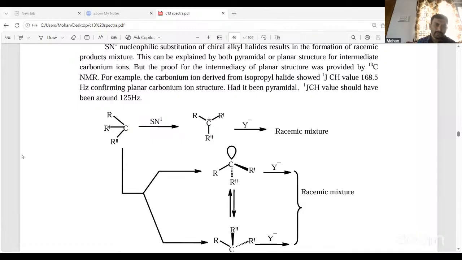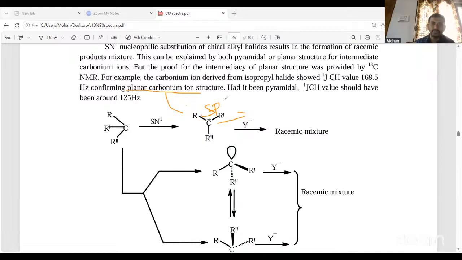So it will exist in two geometries or structures here. This is your planar structure, the planar carbonium ion structure. Carbonium ion means carbocation. The planar structure exhibits sp2 hybridization.